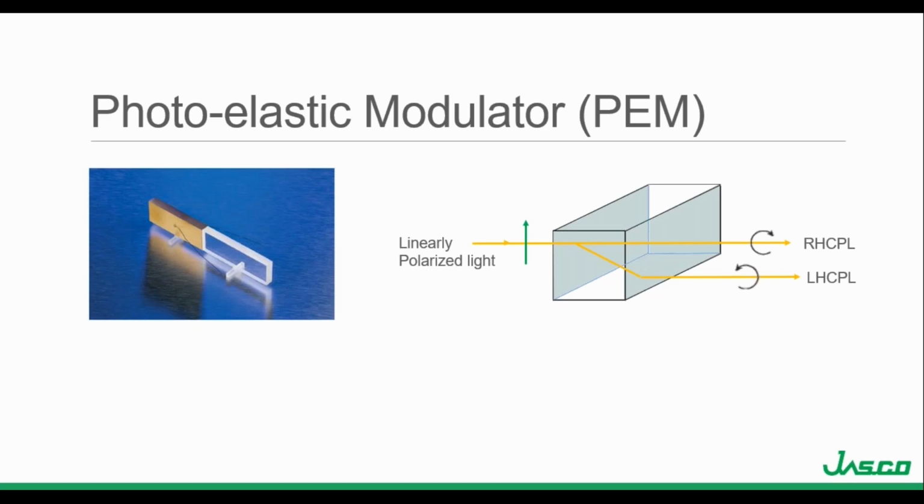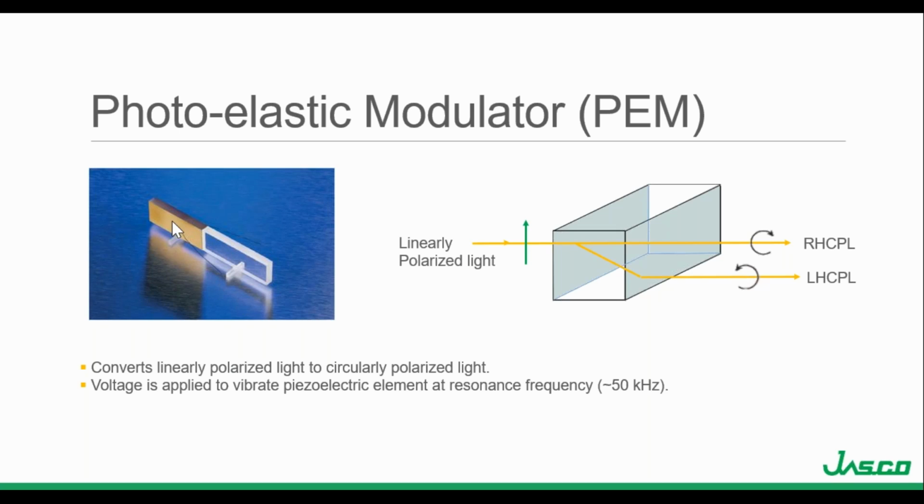And now we get to the heart of the instrument, the photoelastic modulator, or the PEM. The photoelastic modulator is a quarter wave plate which converts linearly polarized light to circularly polarized light. It's about the length and the width of your pointer finger, and it consists of a piezoelastic element, shown here in gold, cemented to a block of fused quartz. There are 2 little wires attached to this piezoelastic element, which applies a voltage to it, to vibrate it at a specific resonance frequency.